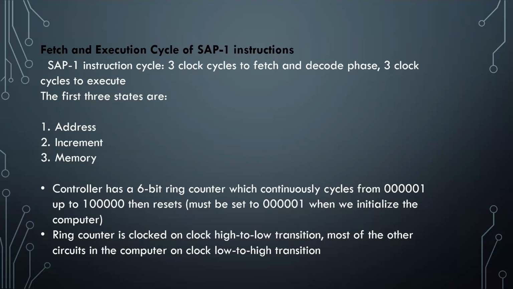The first 3 states are address, increment, and memory. The controller has a 6-bit ring counter which continuously cycles from 000001 up to 100000, then resets. Take note, it must be set to 000001 when we initialize the computer. The ring counter is clocked on the clock high to low transition. Most of the other circuits in the computer work on the clock low to high transition.